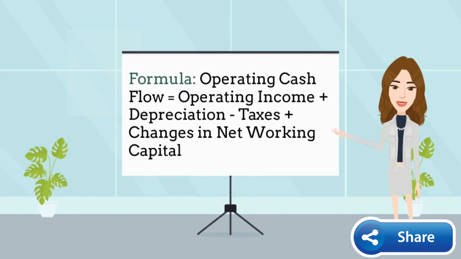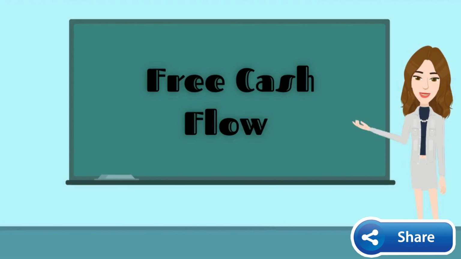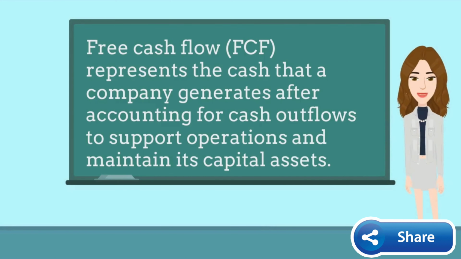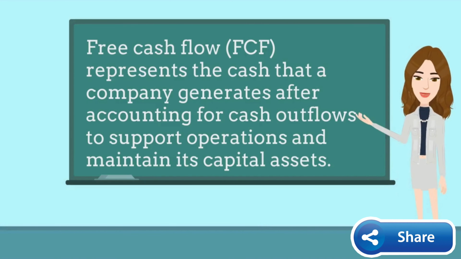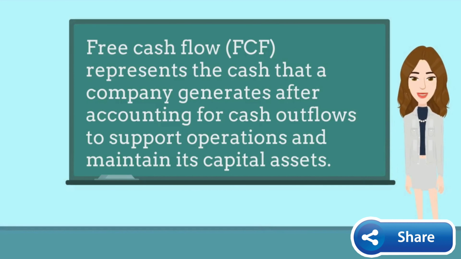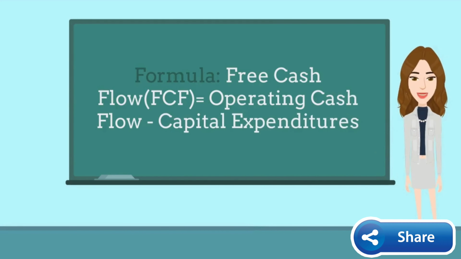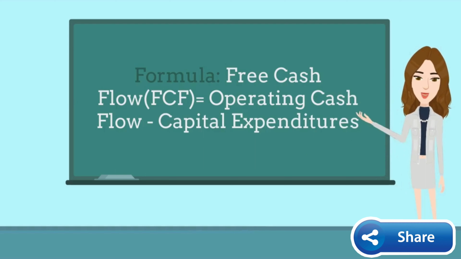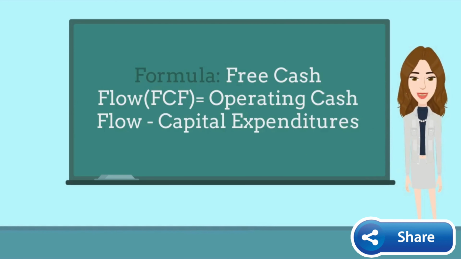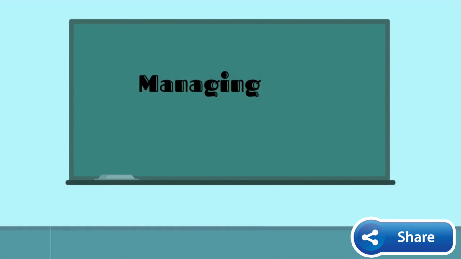Here is the formula of operating cash flow. Operating cash flow is equal to operating income plus depreciation minus taxes plus changes in net working capital. Free cash flow. Free cash flows represent the cash that a company generates after accounting for cash outflows to support operations and maintain its capital assets. So here is the formula of free cash flow. Free cash flow is equal to operating cash flow minus capital expenditures.